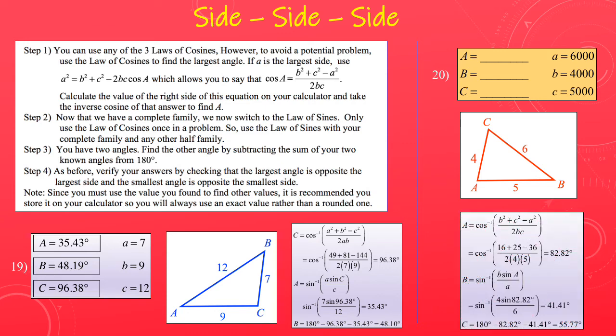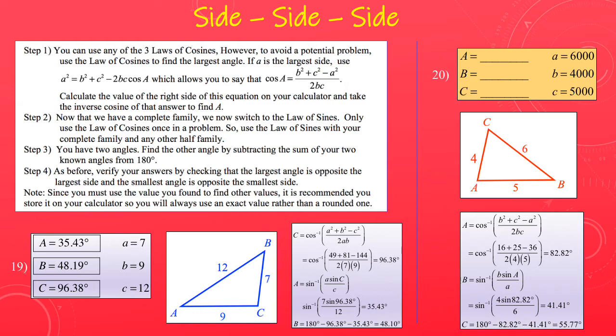Angle A will be the largest angle because it is opposite the largest side, and therefore we will use the law of cosines. A is equal to the inverse cosine of b squared plus c squared minus a squared over 2bc. This becomes the inverse cosine of 4 squared, which is 16, plus 5 squared, which is 25, minus a squared, which is 36, over 2 times 4 times 5. We do the calculation and take the inverse cosine of that calculation, and we get 82.82 degrees.